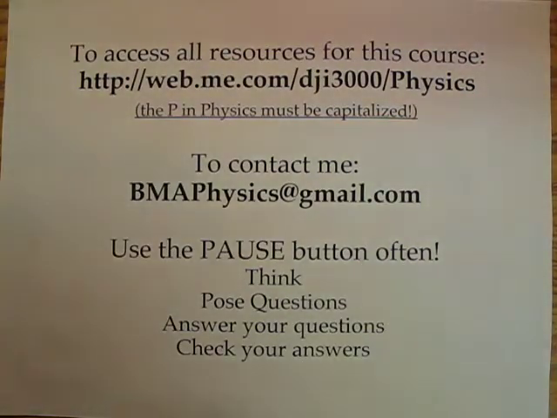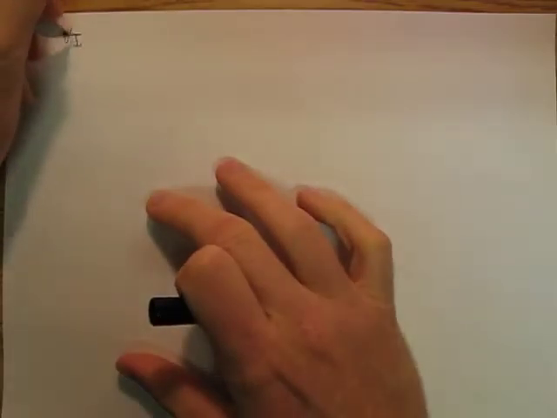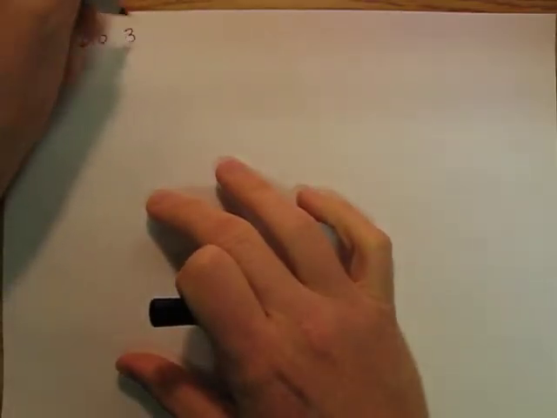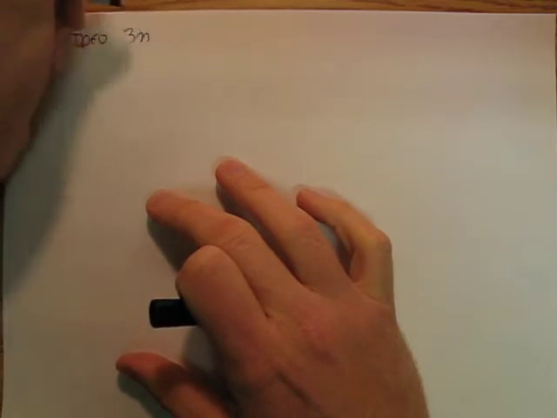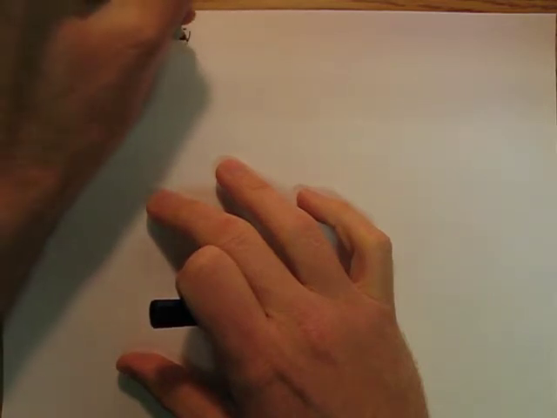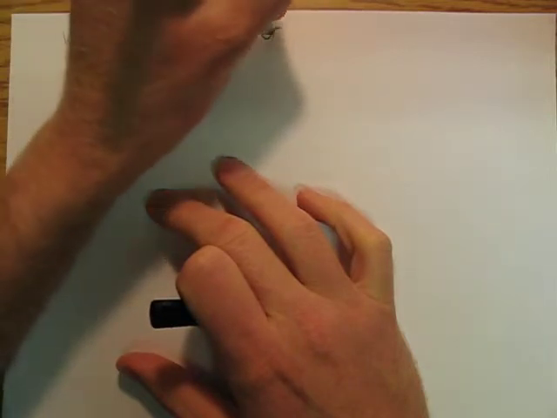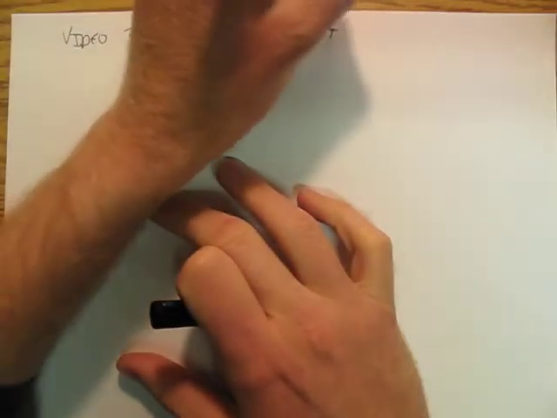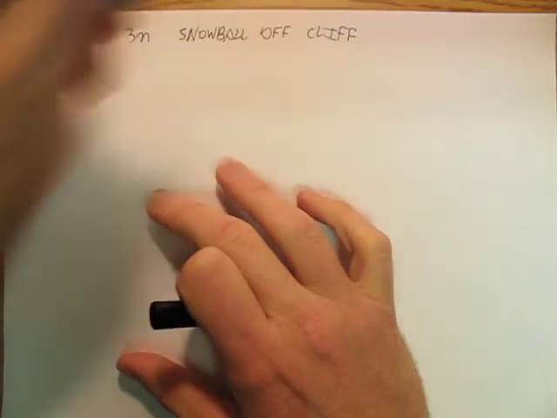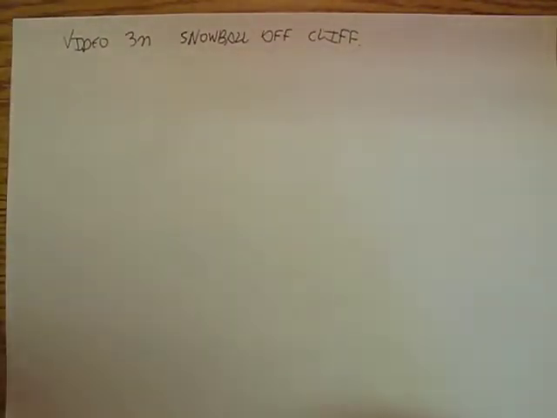Okay, so this is going to be the final example that we're going to use of projectile motion, and this is going to be based off of video 3N, which is snowball off cliff. And we're going to start with some different information.